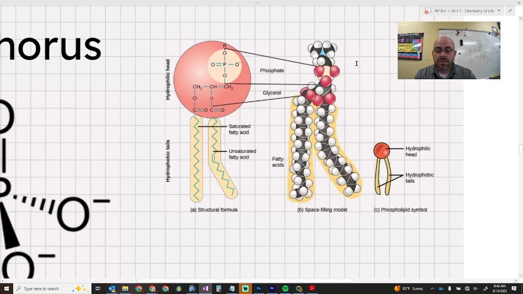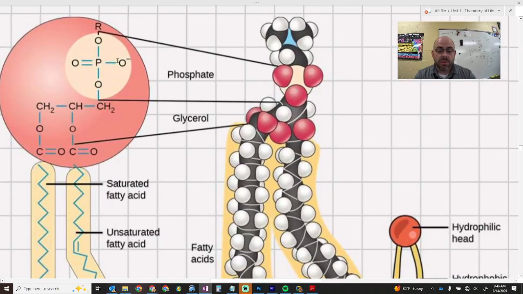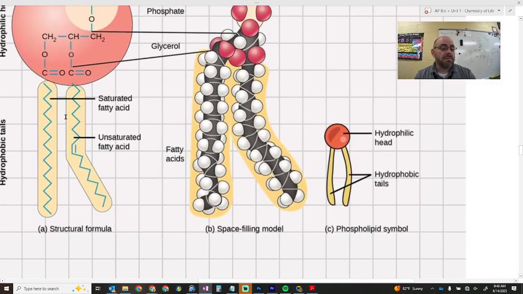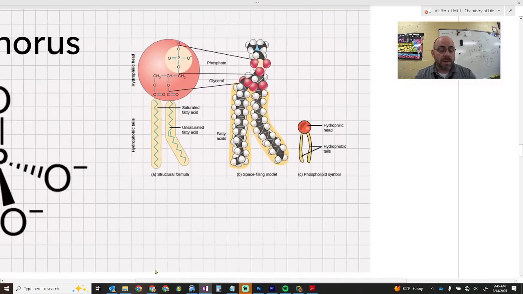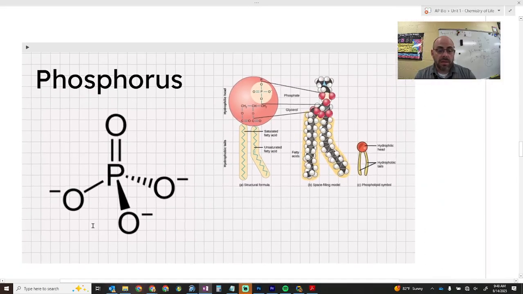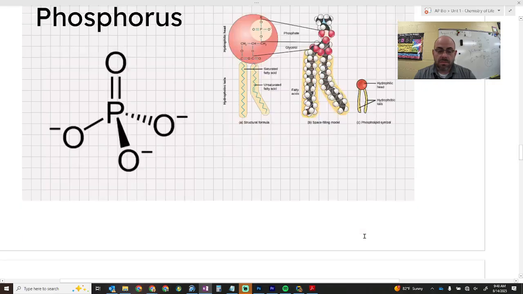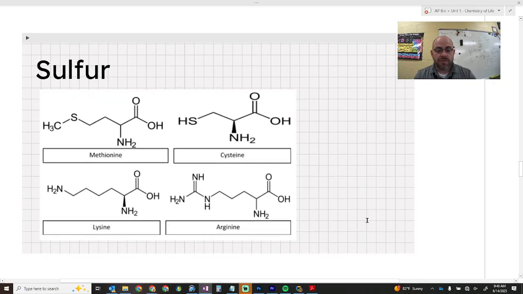But you can see here in this molecule, phosphorus is a very important component of this. It allows this to be attractive to water where this is not. And so it's found in cell membranes, very important in DNA again. Phosphorus, important. And then sulfur.